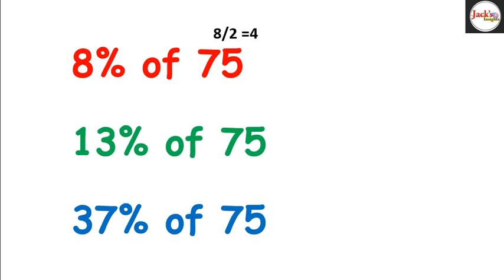That is 4. And what is half of 4? That is 2. So 4 plus 2 is 6. Therefore, 8% of 75 is 6.